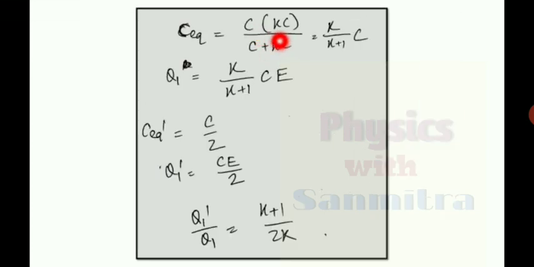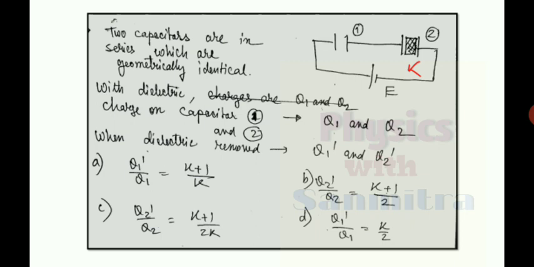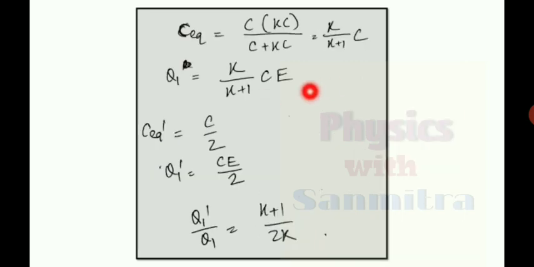C equivalent we have found out, and Q1 is K by K plus 1 into C, that is my C equivalent, into E. So that is my Q1. So what is C equivalent dash? Now when I am removing the dielectric, that time the C equivalent dash will become only C and C in series, that will be C by 2. So Q1 dash will be C by 2 into E.